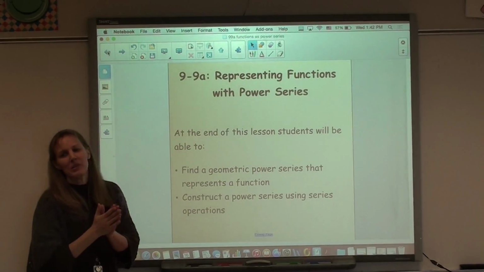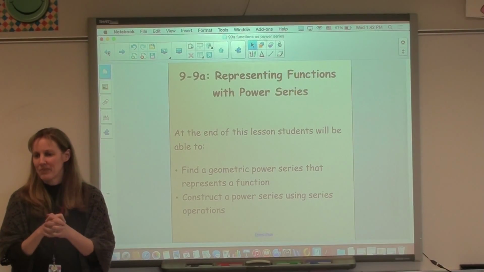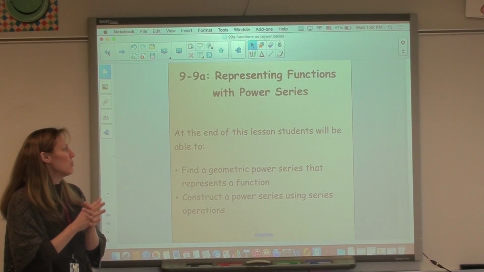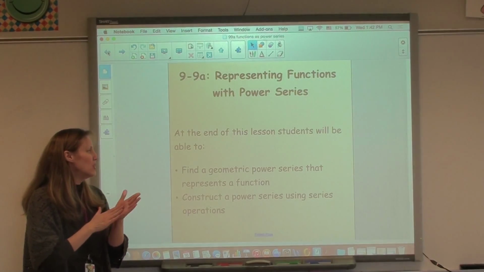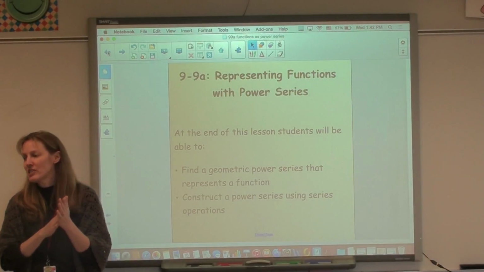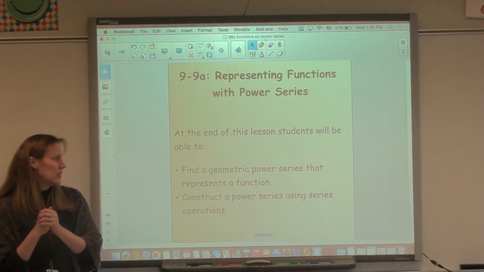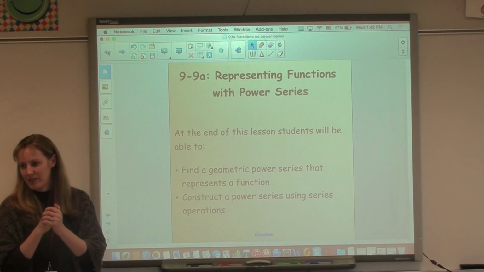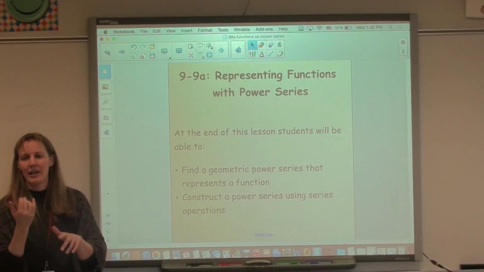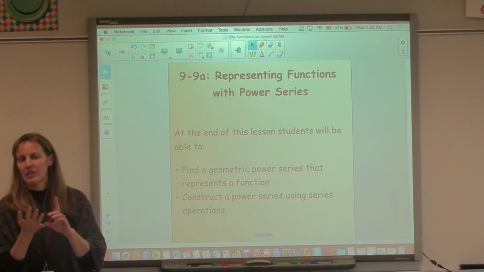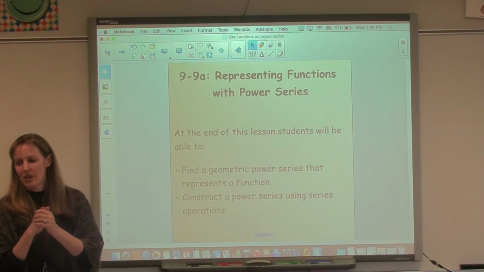Okay, so, quiet down. Representing functions with power series. So today what we're going to do is find geometric power series, and then construct a power series using series operations. We will be learning how to add and subtract, and, well, today just add and subtract, but later on we'll be doing all kinds of other stuff too.